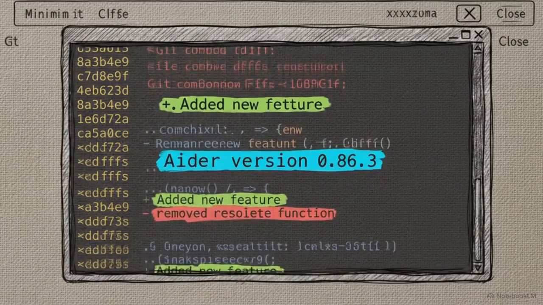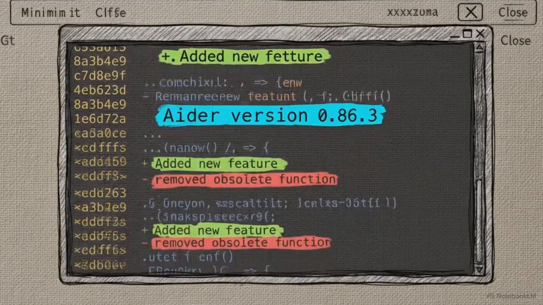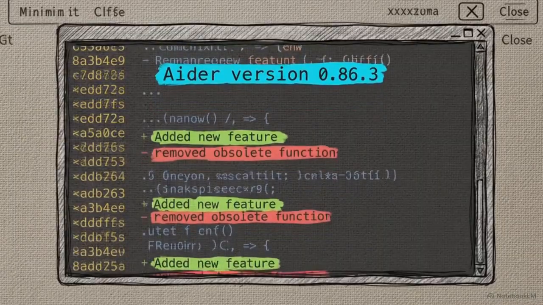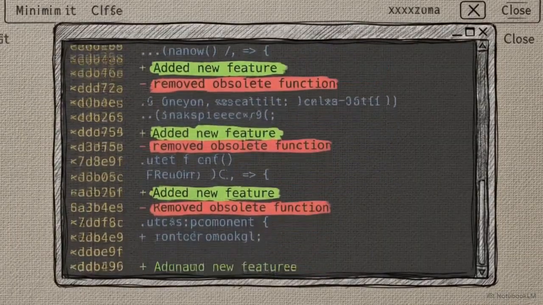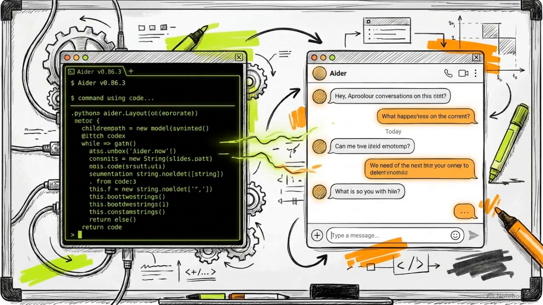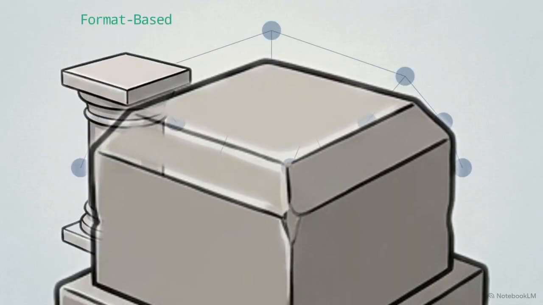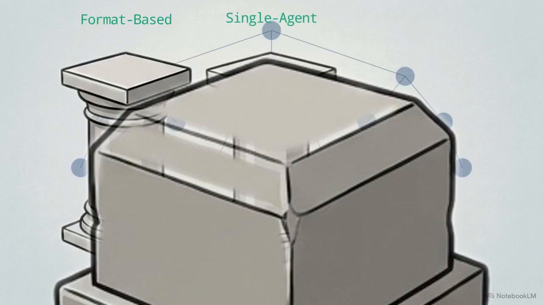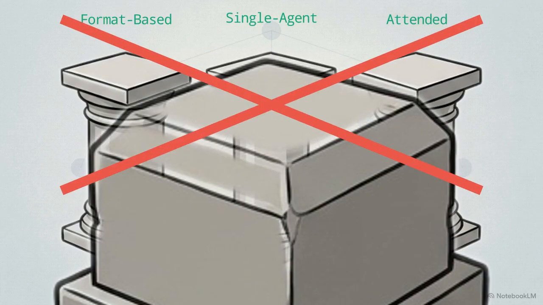Look at this terminal window. This is Aider, specifically version 0.86.3. It is one of the most widely used open-source coding agents available today. It operates through a series of specific architectural choices that often run counter to industry trends. Aider's architecture is built on 3 pillars. It is a format-based, single-agent, attended harness. It uses no multi-agent hierarchy or autonomous task planner.